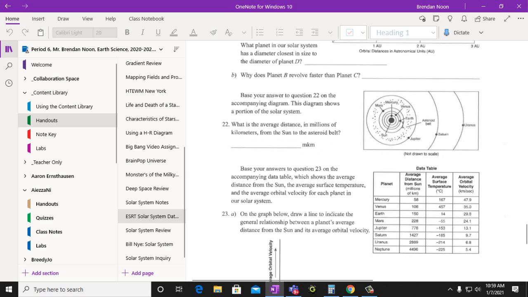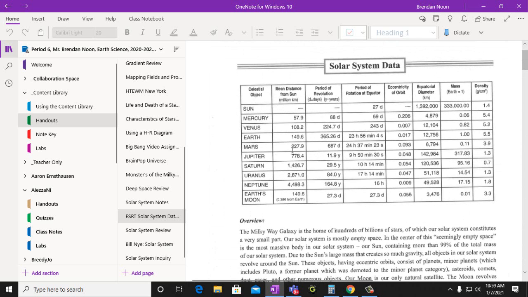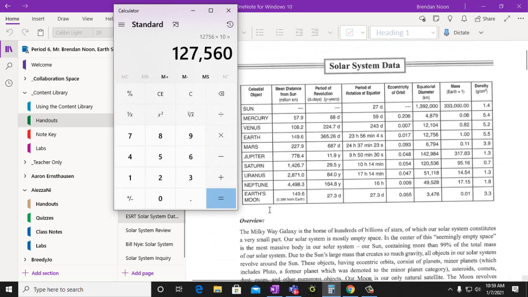Well, the asteroid belt is scattered, just estimating here, halfway between Mars and Jupiter. So we can go up to our charts and look at the distance halfway between Mars and Jupiter. We use our little calculator: Mars 227.9 plus Jupiter 778.4, divided by 2, equals 503.15 million kilometers.